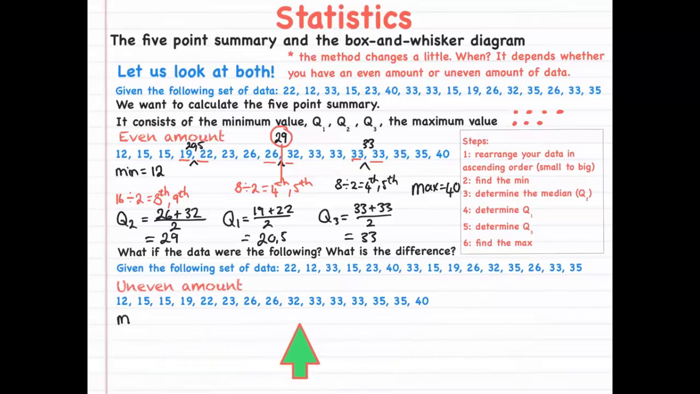Again, our minimum is quite easy. Our minimum is equal to 12. Sometimes people write their maximum as well, because it's so easy to see. So the maximum is 40. Now we have to calculate our median, then our first quartile, and then the third quartile. So always get the median first. So we have 15 numbers here.